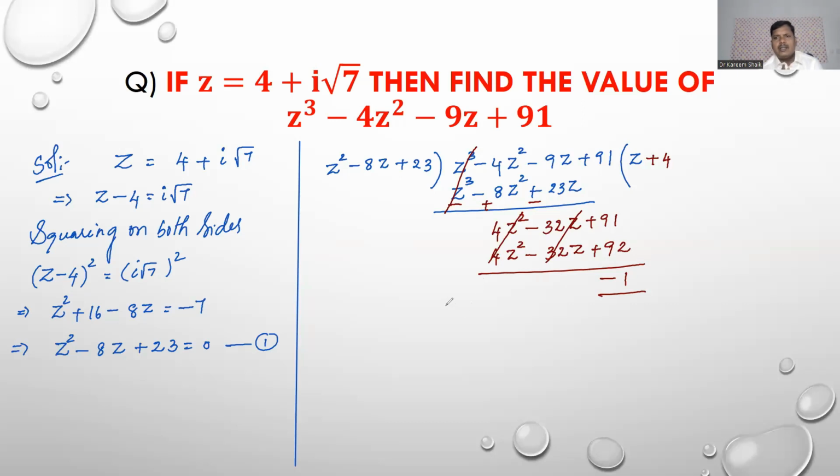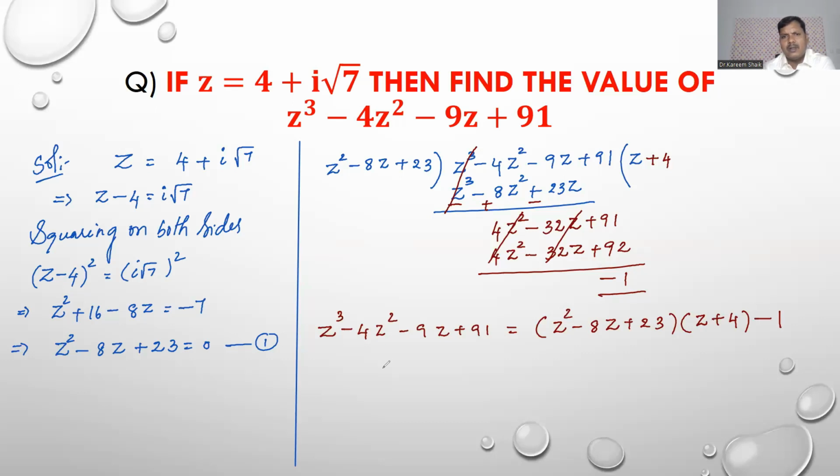We know the division rule. What is the long division rule? Dividend equals divisor into quotient plus remainder. So by using that, can I write z³ − 4z² − 9z + 91 equals, that means dividend equals divisor, z² − 8z + 23, into quotient. Quotient is z + 4, plus remainder.